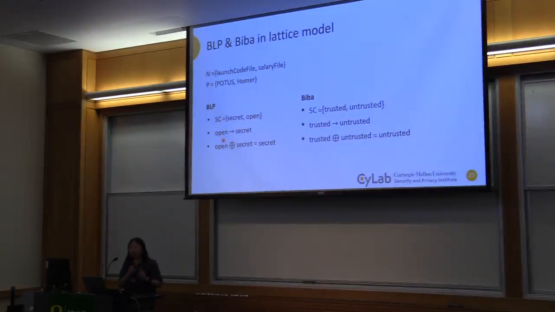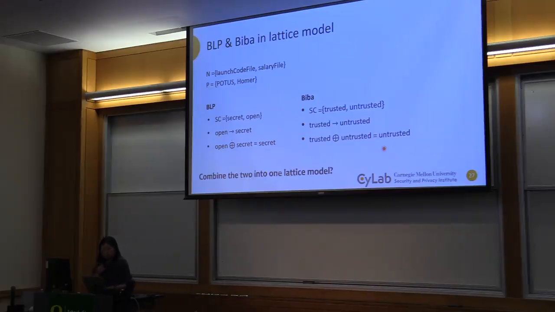When we have 4 labels, essentially you can flow from low to high, but you cannot go in any direction that's not allowed by this arrow. In the BIBA trusted model, you can go from trusted to untrusted, but not the other way around. And then there is the join operation. If I put together 2 pieces of data, one open and one secret, the resulting label should be secret. For BIBA, if I take a piece of data that's trusted and another that's untrusted, the result should be untrusted. If I flip the lattice upside down, these operations are actually quite in line with each other.